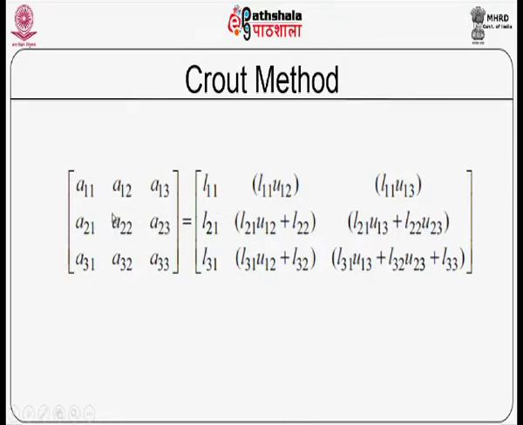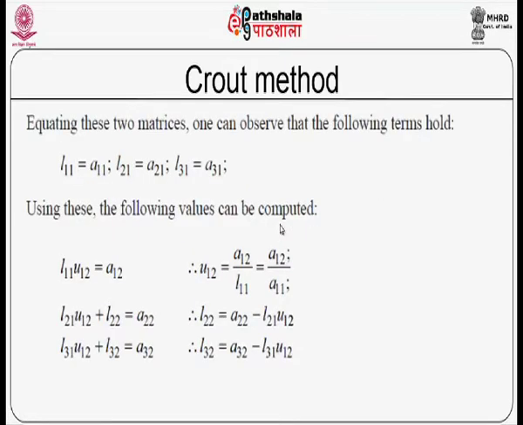So, L11 becomes equal to A11, L21 equal to A21, and L31 is becoming equal to A31. So, similarly, by using these direct substitutions, we can find the values of L as well as U. So, these are the various equations. So, you can see that by means of the direct substitutions, we can find all the unknowns like U12, L22 and L32.